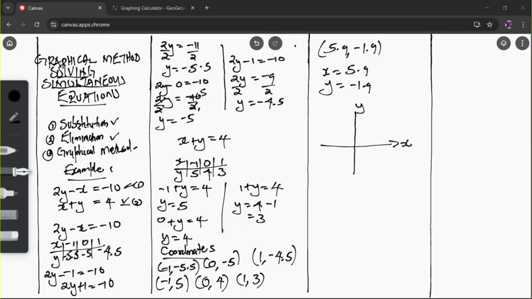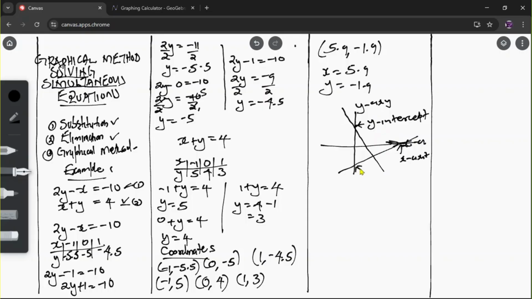In x and y intercept, I will come here and ask myself, where does this graph pass through? If the graph is passing through this point, because this is the y-axis and this one is the x-axis, this point is called the y-intercept, and where the graph cuts this axis, we are calling it the x-intercept. So this is the y-intercept and this is the x-intercept.